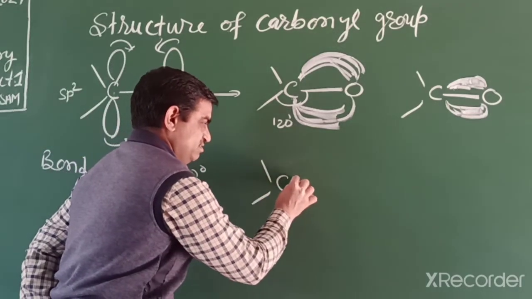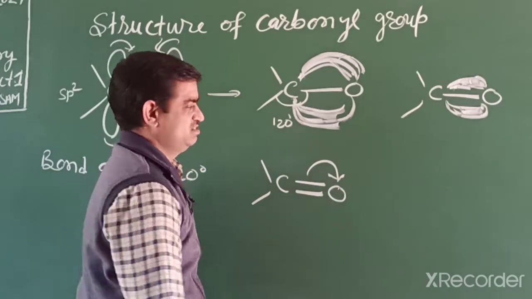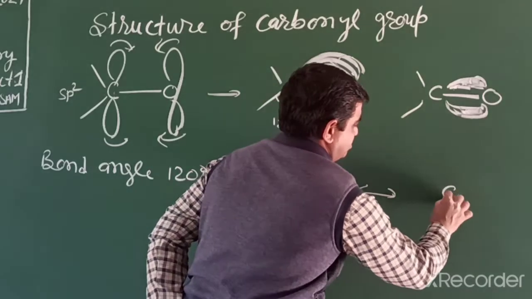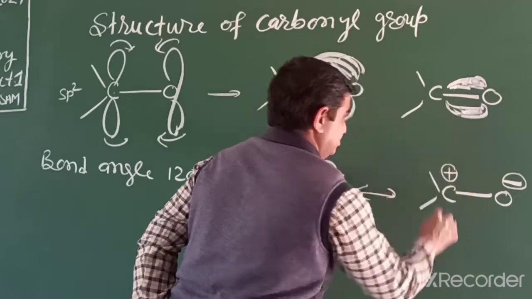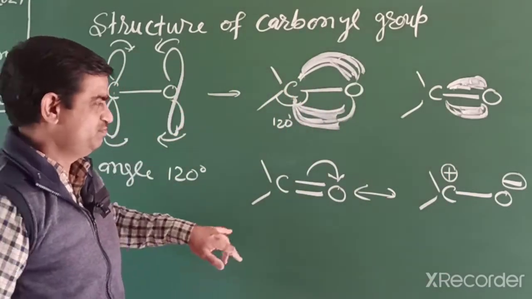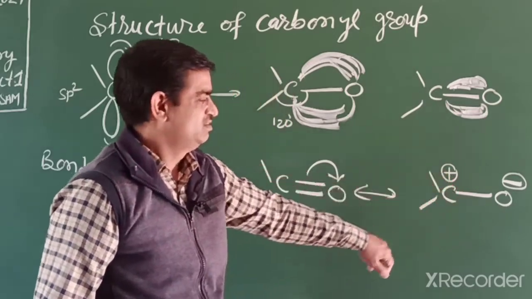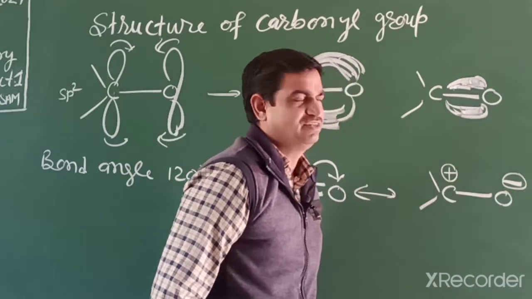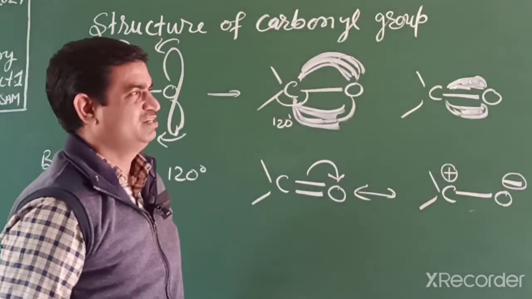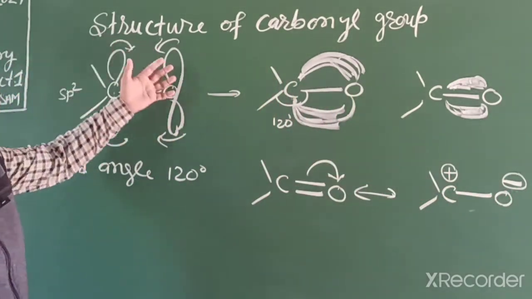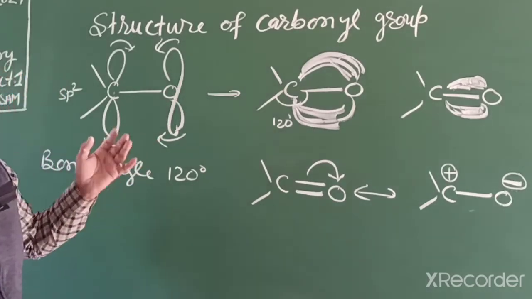If we represent it in this way, then this pi electron moves towards the oxygen side. So they show resonance like this, oxygen negative charge, carbon positive charge. So in this carbonyl group, carbon behaves as an electrophilic center, and oxygen behaves as a nucleophilic center, because it is negatively charged, and carbon has a positive charge. So carbonyl groups show a special type of reaction, that is nucleophilic addition, and we will discuss it in detail.